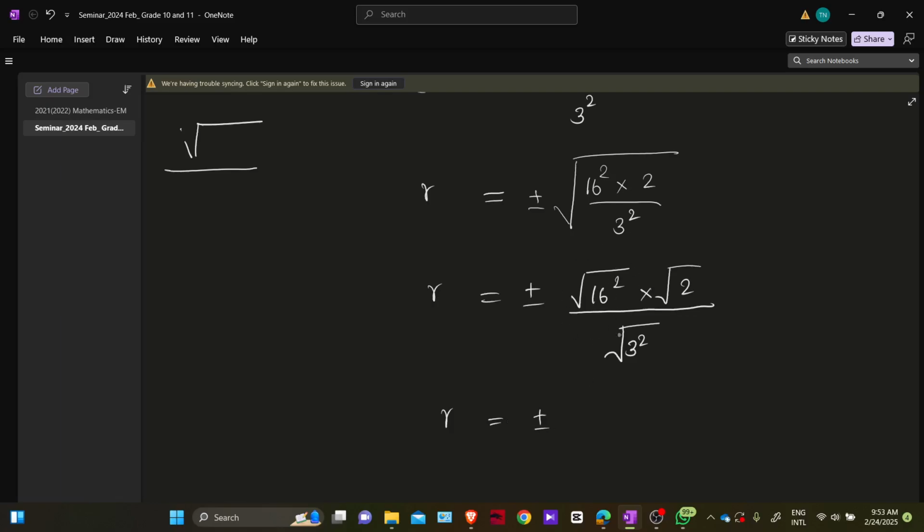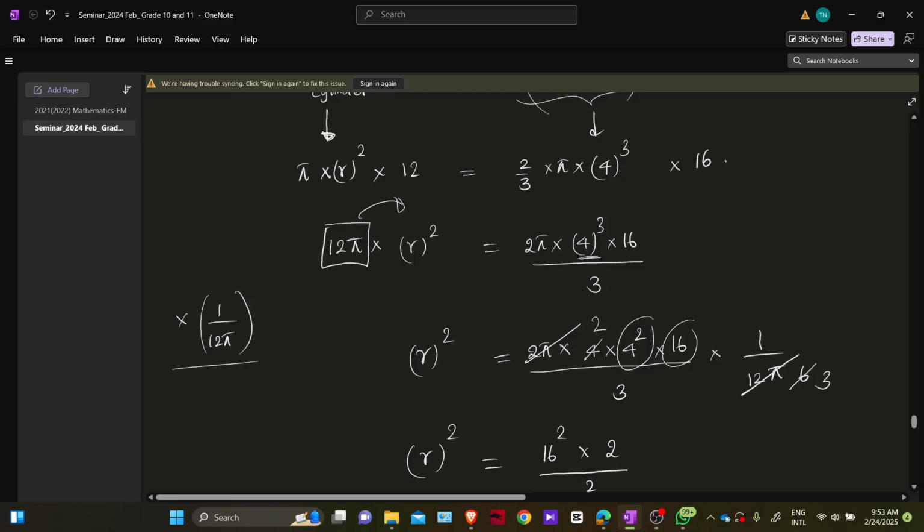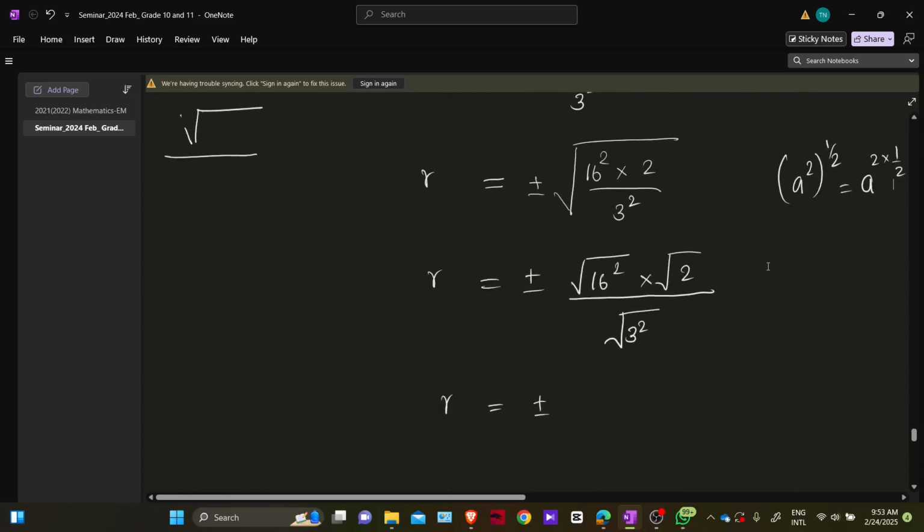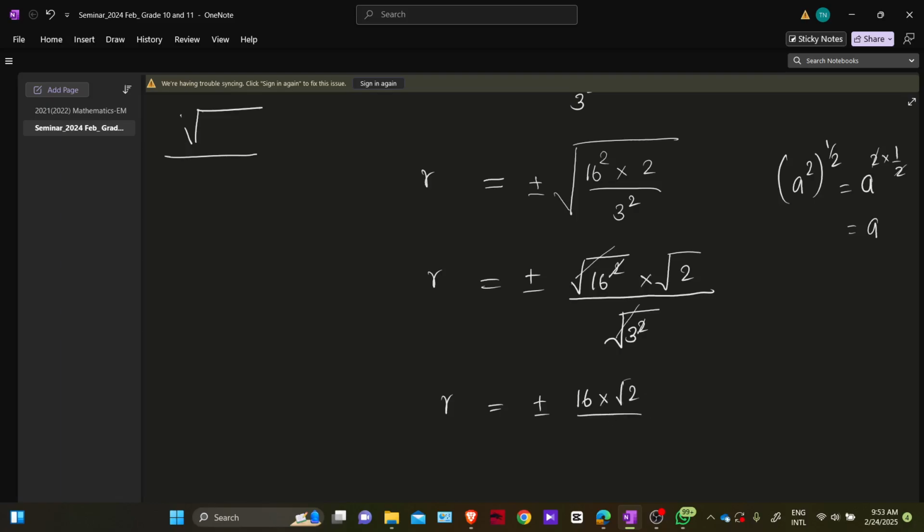This is something like a squared to the index half, right? Which means you can multiply these two. Finally, the answer will be a, right? You can cancel squared with the root. There's no cancellation, so the answer would be 16 times root 2 over perfect 3.